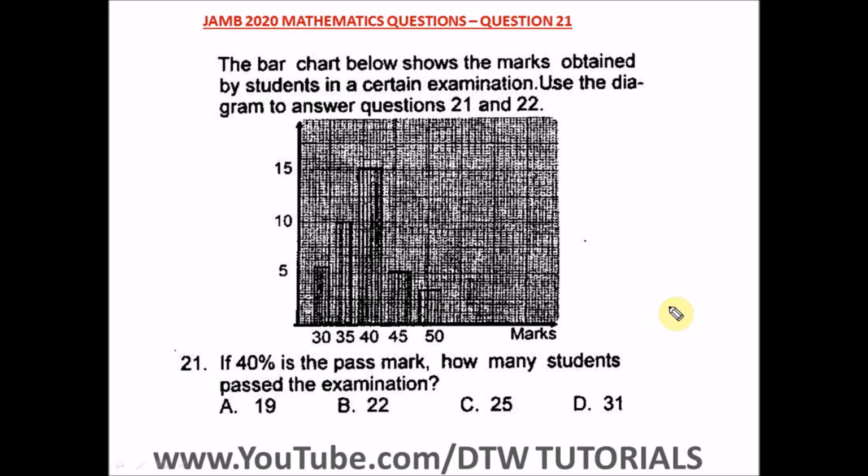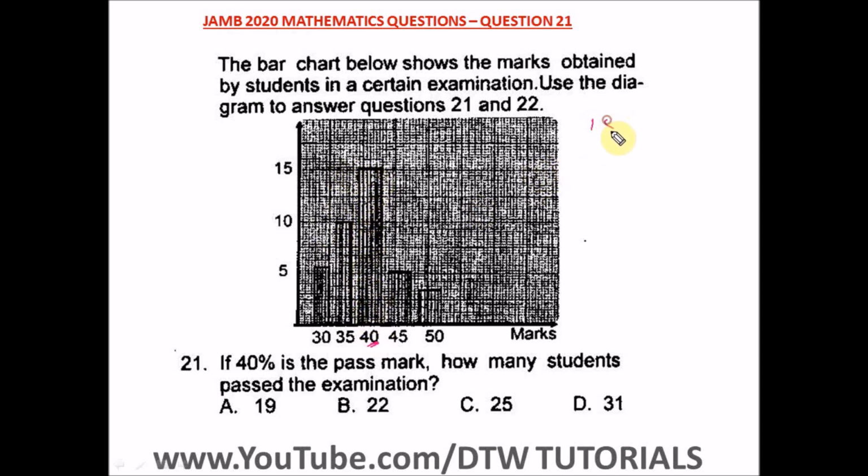For question number 21, they say if 40% is the pass mark, how many students passed the examination? So this is the pass mark, 20%. Above this 20%, we want to know how many students passed this examination. We have 50 students who scored 40.